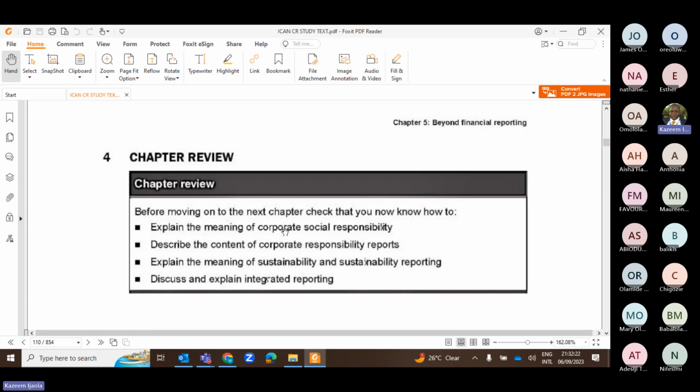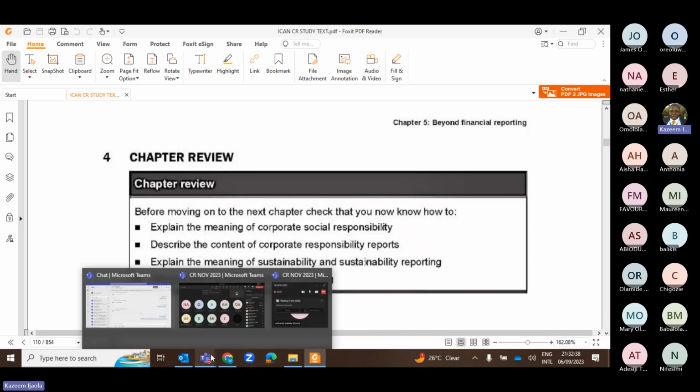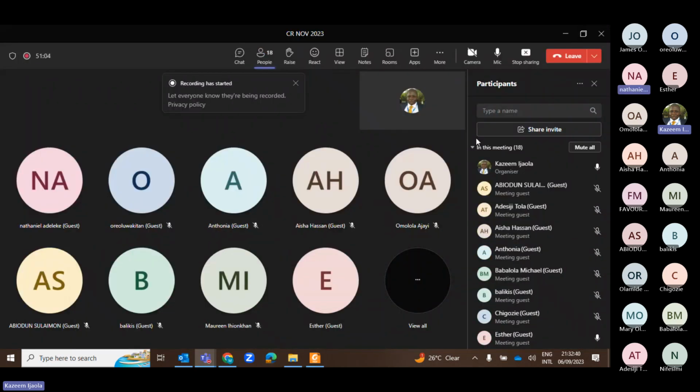So I hope I've been able to explain the concept of corporate social responsibility, also the content of the report itself. I hope I've been able to explain the meaning of sustainability and sustainability reporting, and also the integrated report. Like I told you, tonight's class is just a very short class.